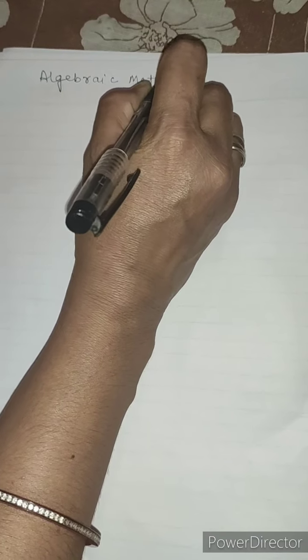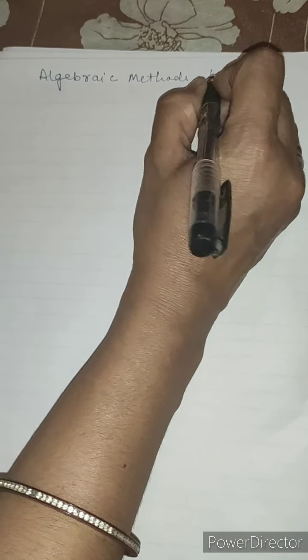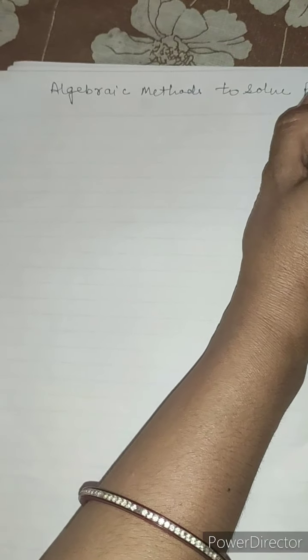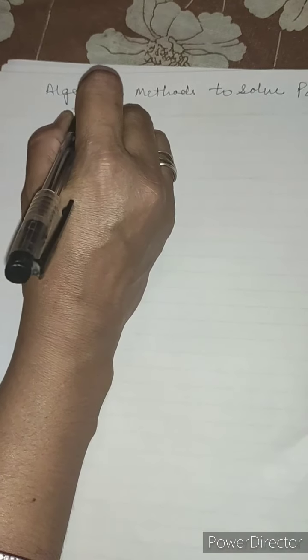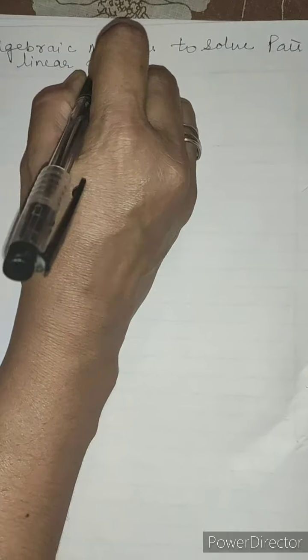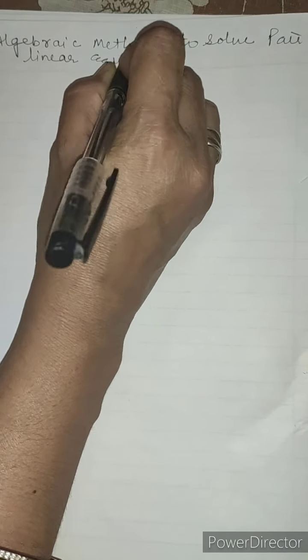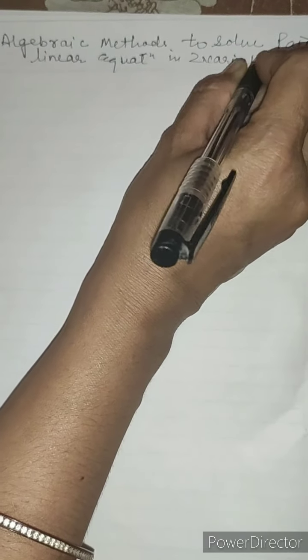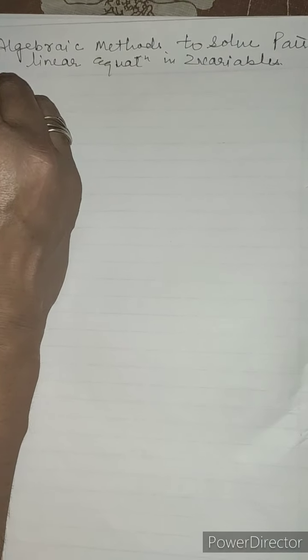Methods to solve pair of linear equations in two variables. Now children, the first is substitution method.